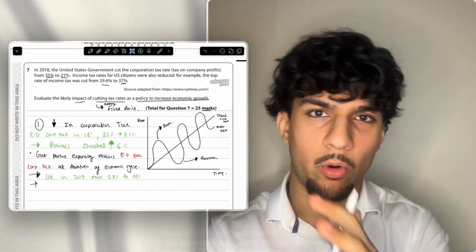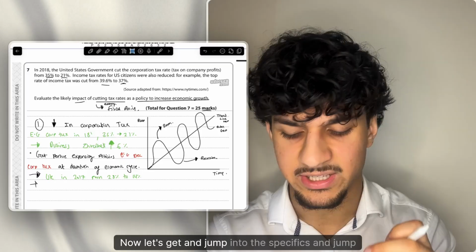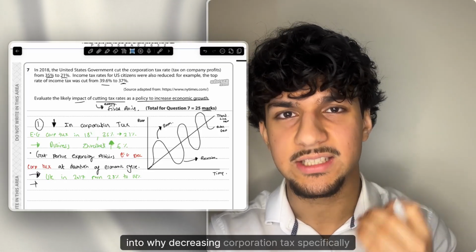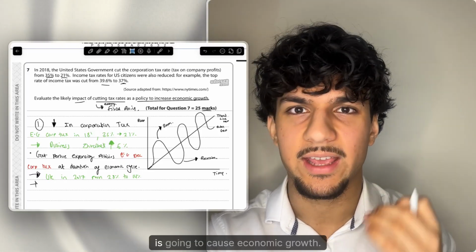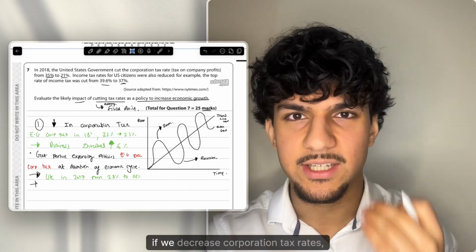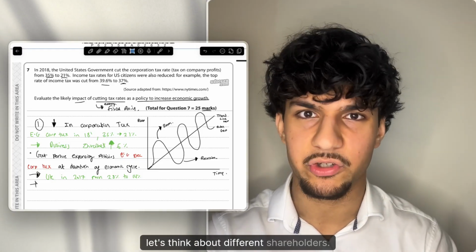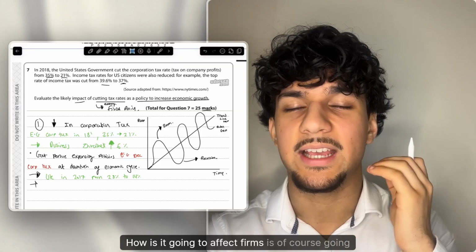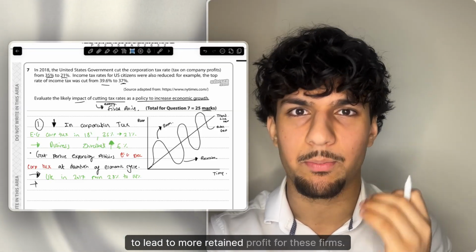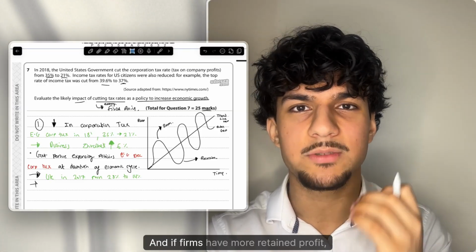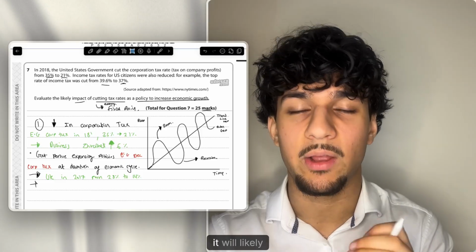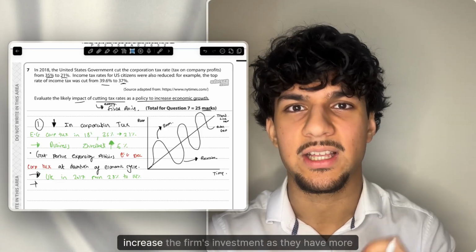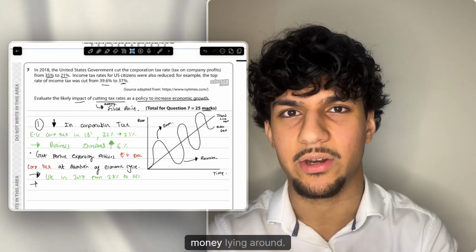So now we've given the overall detail. Now let's jump into the specifics and why decreasing corporation tax specifically is going to cause economic growth. Of course, if we decrease corporation tax rates, let's think about different stakeholders. The main one, of course, is firms. How is it going to affect firms? It's going to lead to more retained profit for these firms. And if firms have more retained profit, it will likely increase the firm's investment as they have more money lying around.